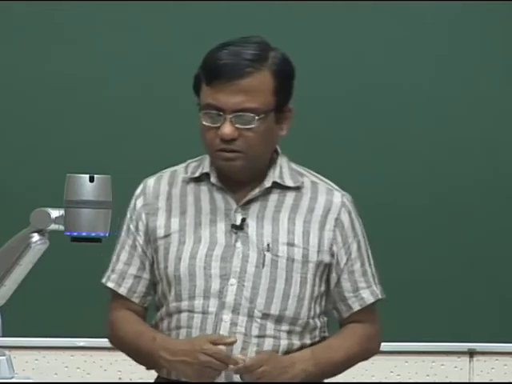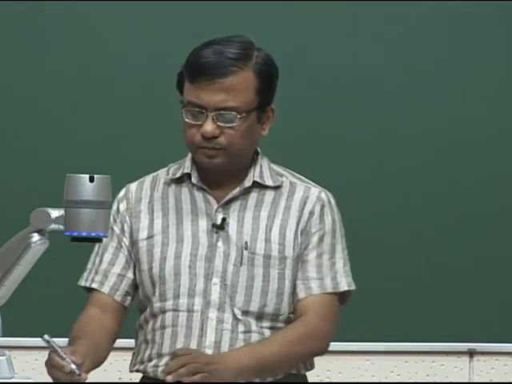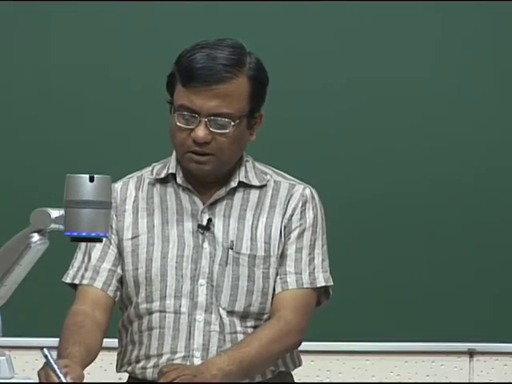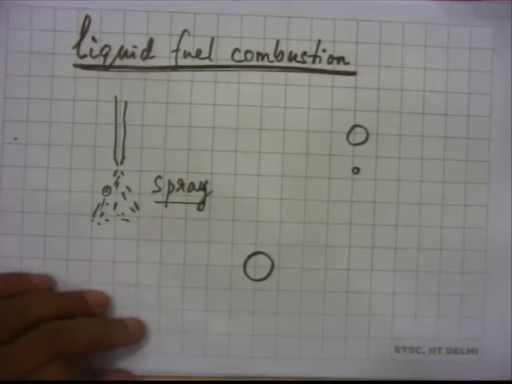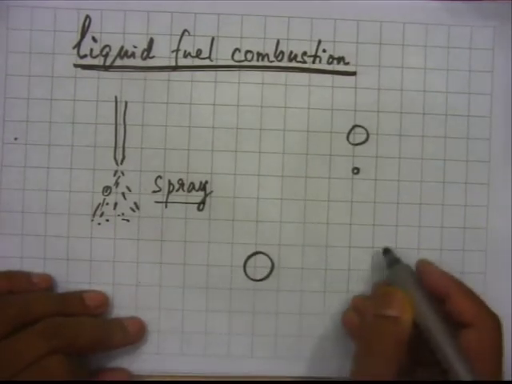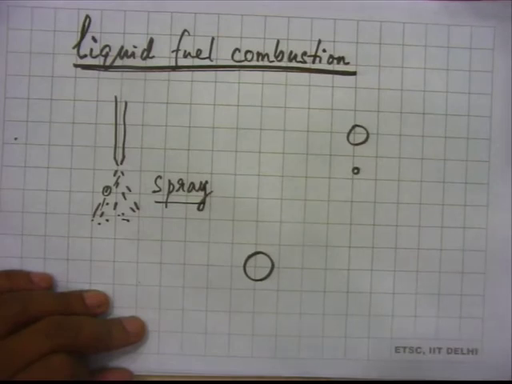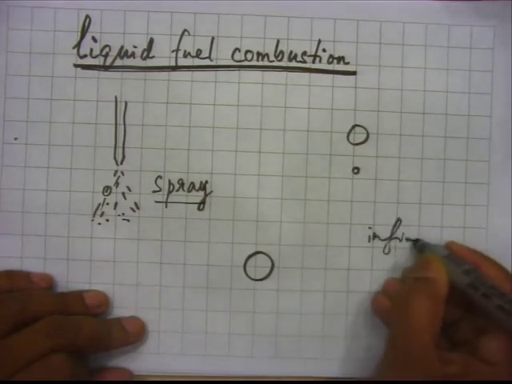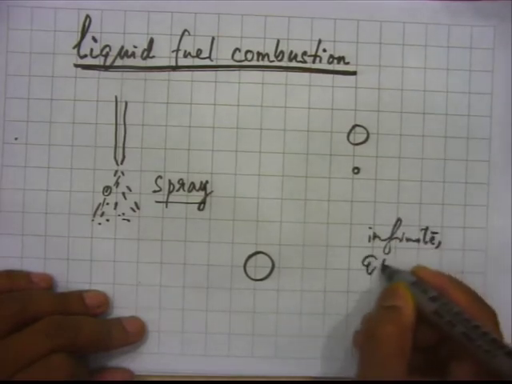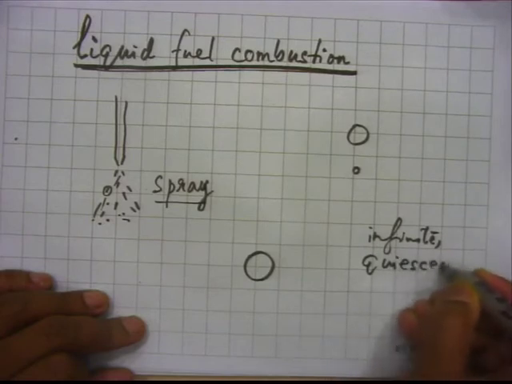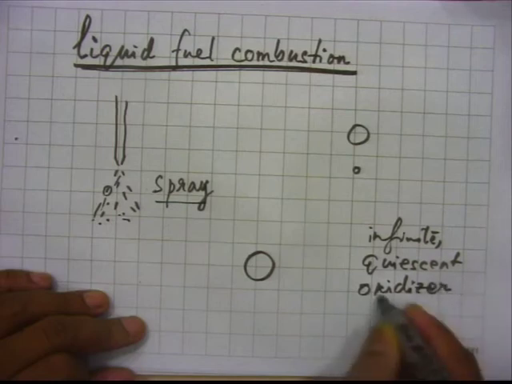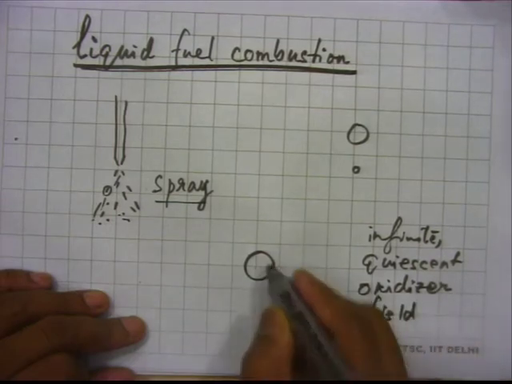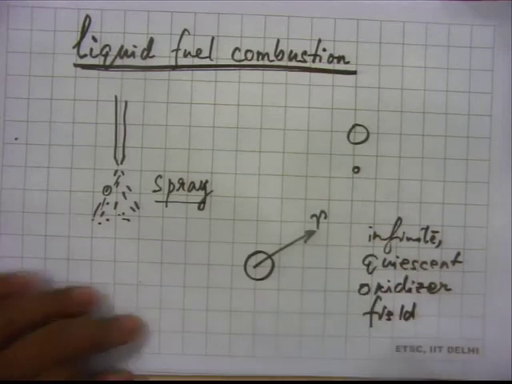Now, if you have a droplet, then what is the easiest problem that we can solve? The easiest problem will be to have a droplet which is stationary and which is in an infinite, quiescent oxidizer field. This is the radial coordinate.